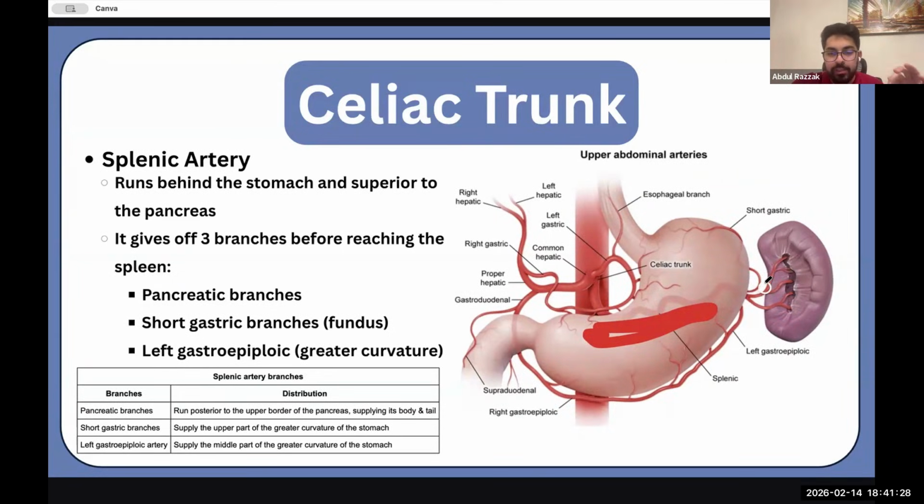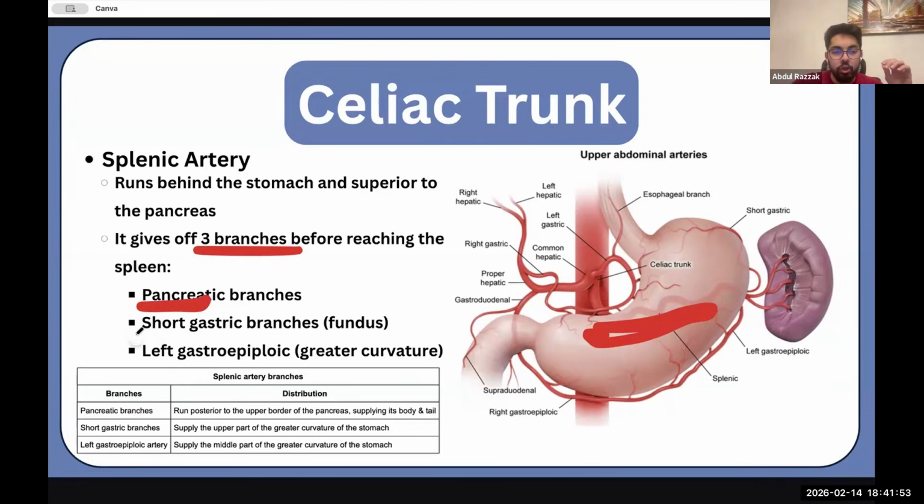However, before reaching the spleen, it has three main branches. The first branches are the branches to the pancreas, supplying the body and the tail of the pancreas. Okay. This is very common sense because you can imagine it running on the upper wall of the pancreas and giving it branches. Okay? It's like giving it money for guiding it to the way to the spleen.